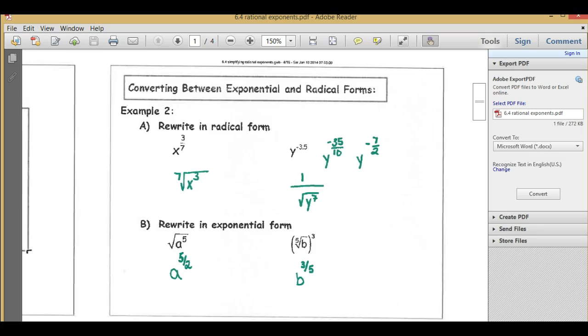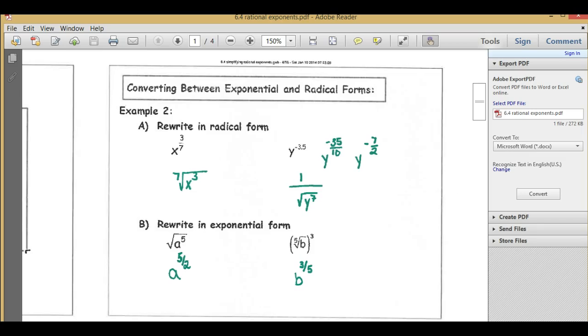All right, so the next slide here is just rewriting it from one form to the other. Okay, first one, not too bad. X to the 3/7. Well, that 7 is in the denominator, so that's our index, and then 3 is our exponent. So it's x to the 3rd, the 7th root of that.